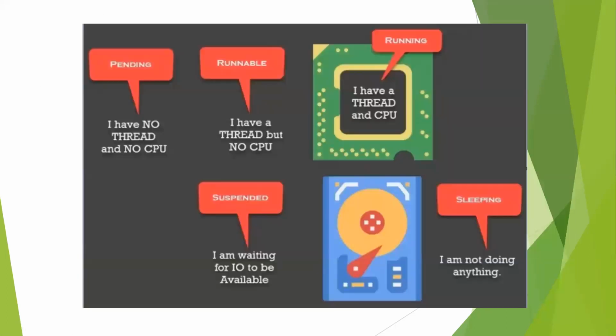These are the states, right? Suppose you see whatever we have here, this is the only thread which takes the CPU utilization. If it comes out of the CPU, it will not take the CPU utilization, because the thread is coming out of the CPU.